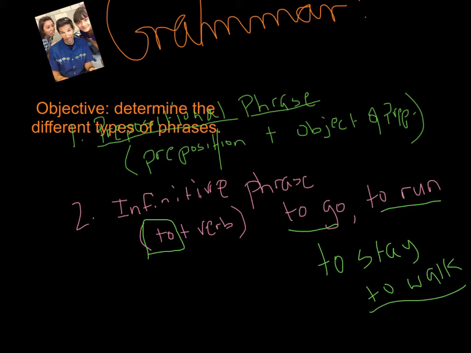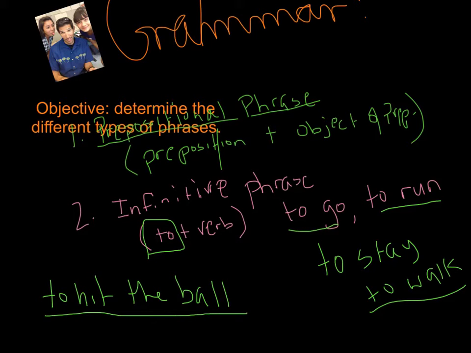For instance, if I said to hit the ball, this entire thing is the infinitive phrase. This is the infinitive. What was it that was to hit? They hit the ball, so this would be the object of the infinitive. And again, the article is giving direction on the ball. But we've got to understand that the whole thing is an infinitive phrase.